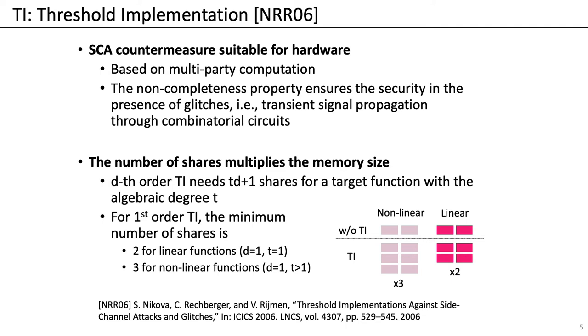TI needs td plus 1 shares for a target function with the algebraic degree t. So for first order TI, the minimum number of shares is 2 for linear functions and 3 for nonlinear functions. So the memories related to nonlinear operations are multiplied by 3 in threshold implementation, while the linear part multiplies the memory size by 2.